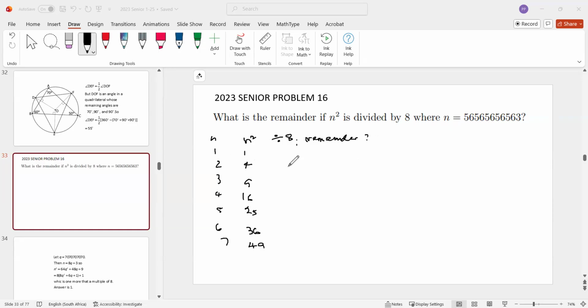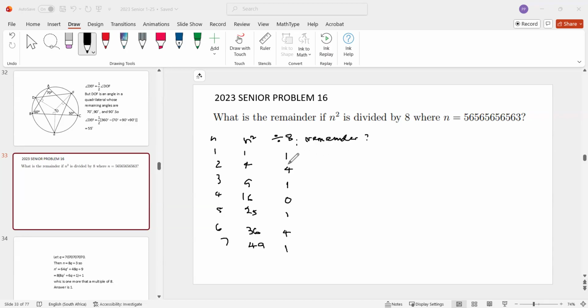When you divide 1 by 8, the remainder is 1. When you divide 4 by 8, the remainder is 4, 0 times. 8 goes into 9 one time, but the remainder is 1. You're only interested in the remainder. 8 goes into 16 two times, the remainder is 0. And here 25, 8 times 3 is 24, the remainder is 1. Here the remainder is 4, and here the remainder is 1.